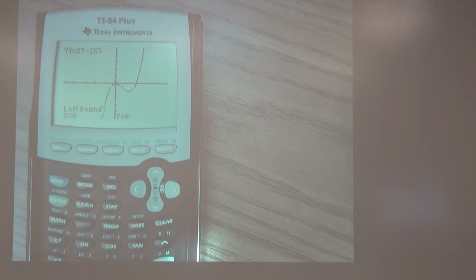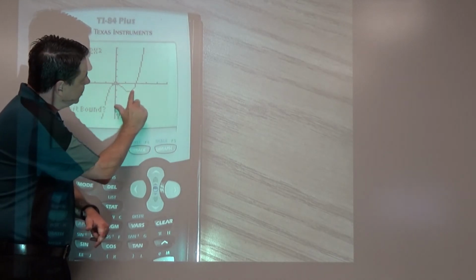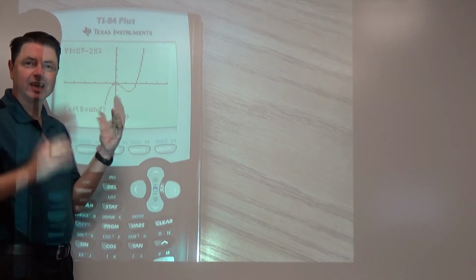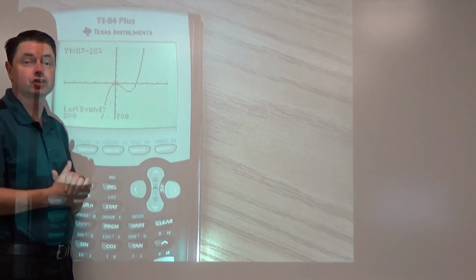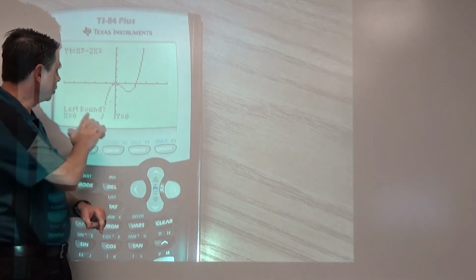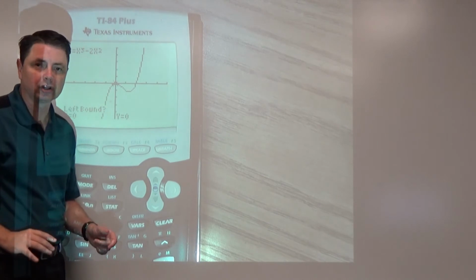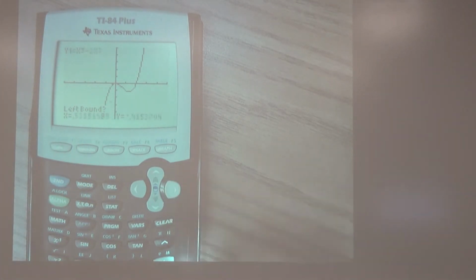Now it's going to ask you for a left bound. So remember, our minimum is going to occur when it was going down and then changes to going up. When it says left bound, it basically needs to know where you want to tell the calculator to start looking. So we need to make sure we are left of where we think the minimum is. And this is fine, or you can get a little closer, and then hit enter.